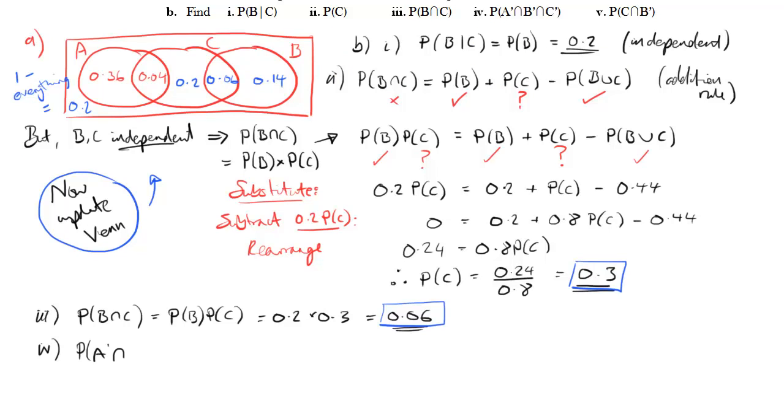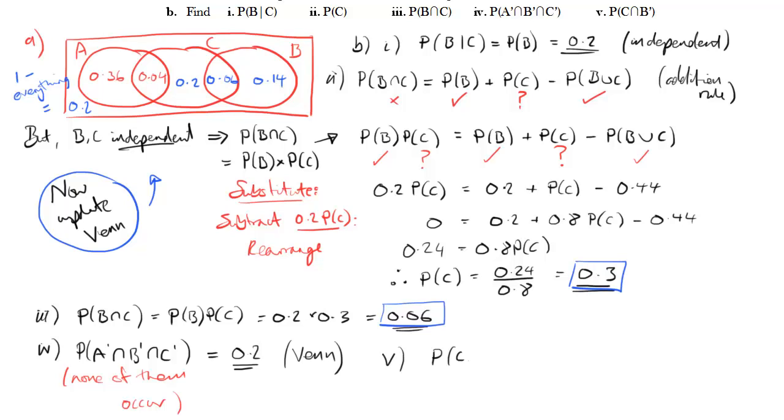Now, part 4, we want the intersection of not A, not B, and not C. That means none of them occur. So if we just look at the Venn diagram, that's simply the region right around the outside, which is 0.2.